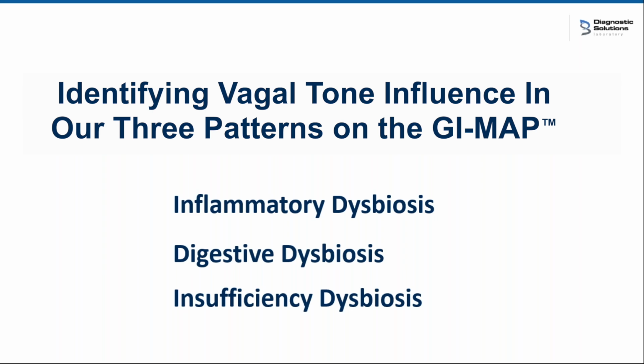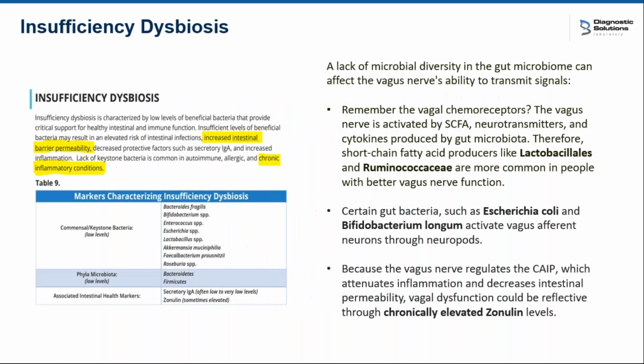When I first started using the GI map, these patterns were lifesavers because they helped me interpret the GI map so easily and use it the next day. So what I want to do is dive into these patterns and how you identify vagal tone deficiency on these patterns. Let's start with the insufficiency dysbiosis. Insufficiency dysbiosis is pretty clear cut in the sense that you're going to see this lack of good bacteria, which is on page 2 of the GI map.